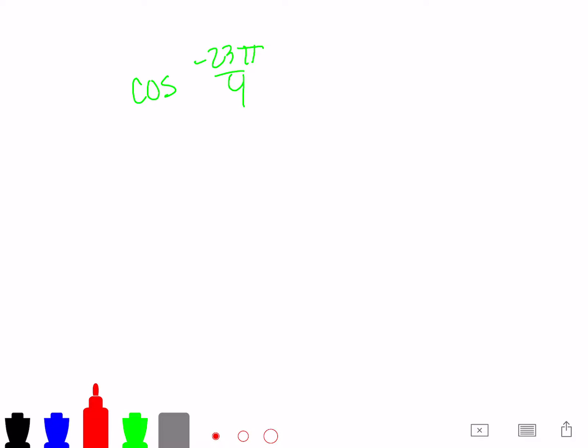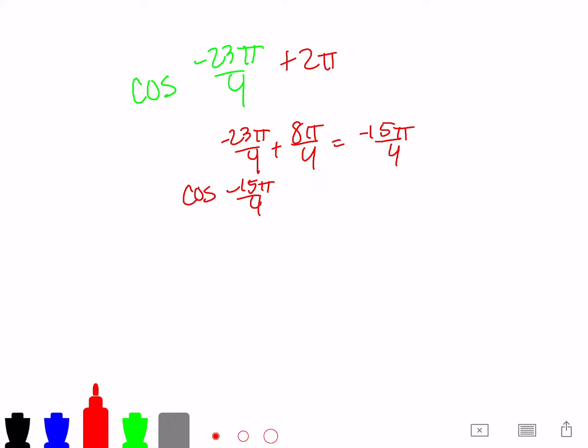So we want to write this in terms of an angle that's between 0 and 2 pi. If we add 2 pi here, we're really adding 8 pi fourths. So we're taking negative 23 pi fourths and adding 8 pi fourths, which gives us negative 15 pi fourths. Well, that's still not between 0 and 2 pi, but the cosine of negative 15 pi fourths would be the same as the cosine of negative 23 pi fourths.